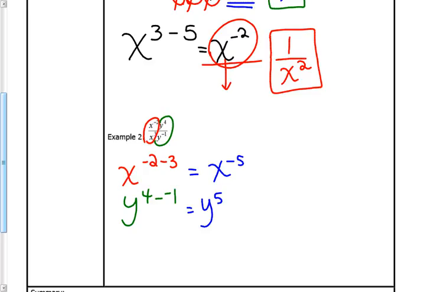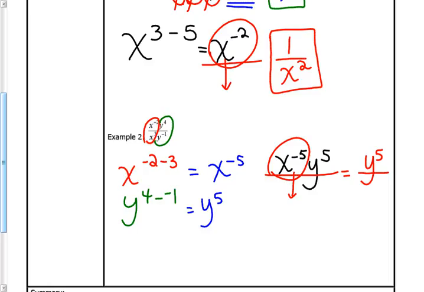So that would make our answer x to the negative 5, y to the 5th power. But again, we said we cannot keep negatives in our final answer. So what we're going to need to do with this x to the negative 5 is move it to the basement, or move it to the denominator, to make it positive. So that will make our answer y to the 5th, which stays in the numerator because it did not have a negative exponent, and then x to the 5th in the denominator.